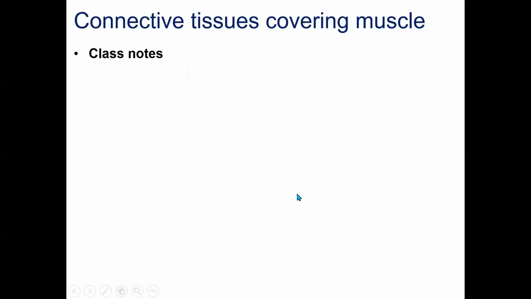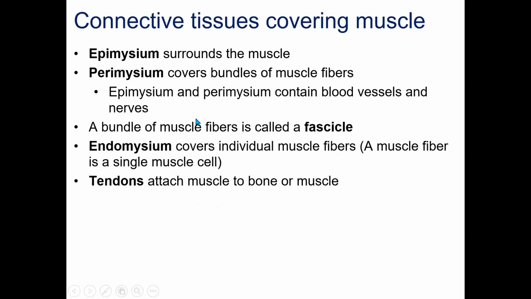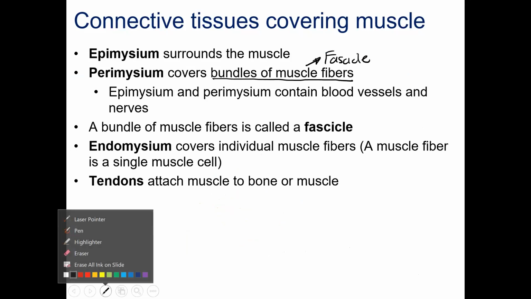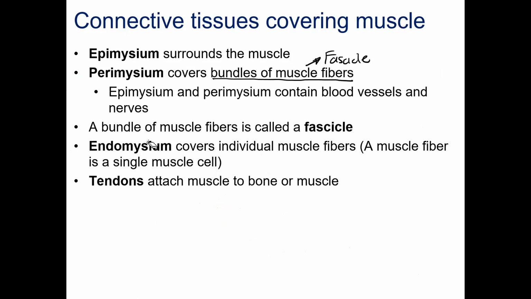Here we go. So let's reiterate some of the stuff that we talked about. Right? Epimysium, that's the connective tissue that surrounds the entire muscle. Perimysium covers a bundle of muscle fibers, right? And a bundle of muscle fiber is essentially a fascicle, which is actually stated here. Can I change the color? I can. Okay, there we go. And the endomysium covers the individual muscle fiber, the individual cells. Okay? And attaching the entire muscle to the bone is going to be our tendon.